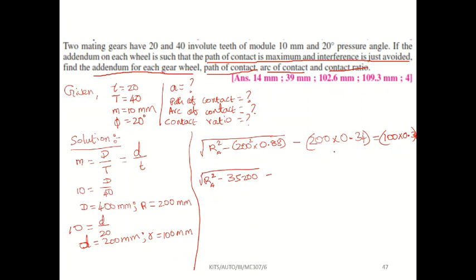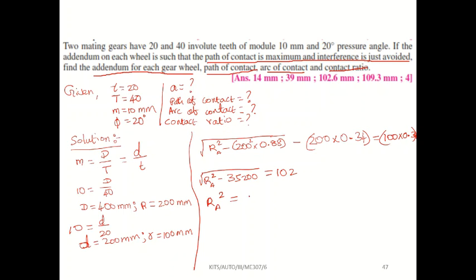There 100 into 0.34. If this value goes this side, what will we get? We will get 300 into 0.34. 300 into 0.34 is 102. This is equal to 102. So we have to square both sides so that we can lift the square root. So 102 into 102, 10404.